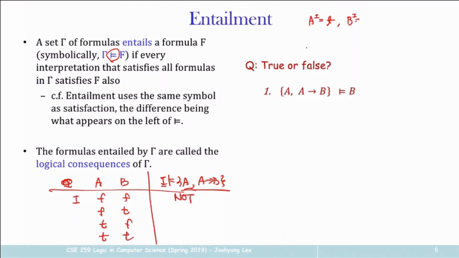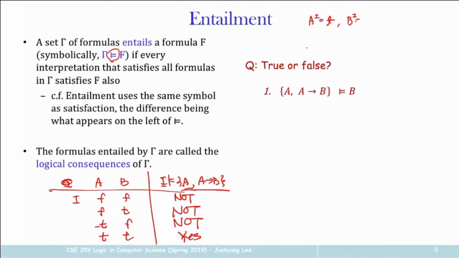What about the next one? False, true. True or false? False. Why? A is false. It's the same reason. What about true, false? False. This one makes A true, but A implies B is false. And this one is actually yes. So these first three interpretations do not satisfy these formulas, but the last one is the only one that satisfies them.